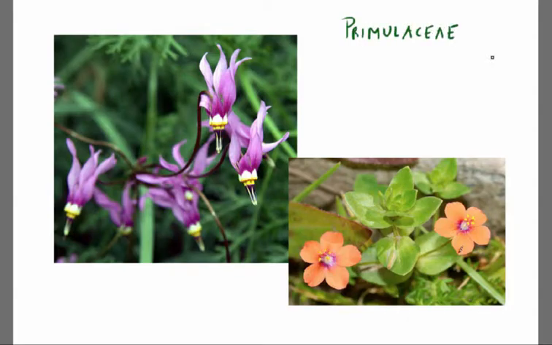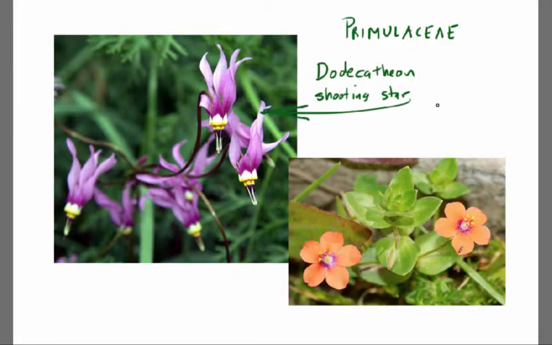The Primulaceae, or primrose family, contains some easy to recognize wildflowers, like this shooting star, Dodecatheon, with its characteristic back-swept petals. Also in this family is the scarlet pimpernel, which is a really common weed that I find in my garden all the time.